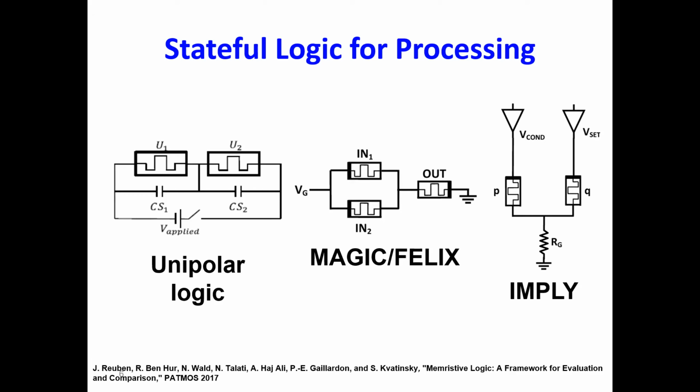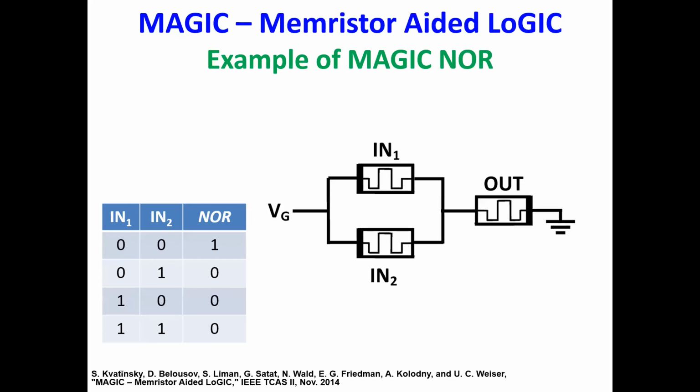So basically, the resistance or the data that is stored inside the memristors can be the input, and the data that is stored at the end of the computation is the result. That's the output. And there are many stateful logic techniques. I'm going to focus on MAGIC, which is something that we developed, but all the other techniques are valid as well. So what is MAGIC? Memristor-Aided Logic. We will see an example of a NOR gate, but there are many other gates as well.